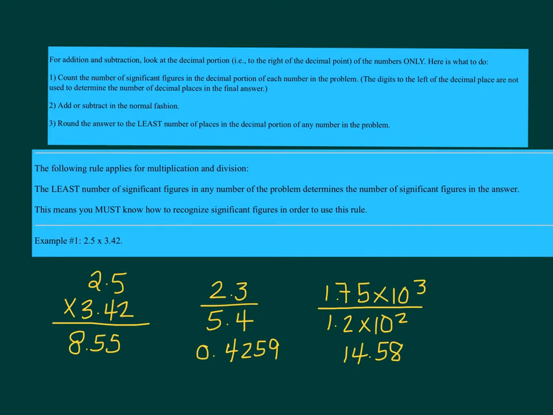Okay, so the rules for multiplication and division are as follows. 1, you do the math, and 2, your answer must be displayed to the least number of significant figures as presented in the problem. So in the first problem, 2.5 has two significant figures, and 3.42 has three significant figures. That means our answer can only have two significant figures. So that means to the 5, I am going to look to the right. That's 5 or greater, so I'm going to round up. So my answer would be 8.6.